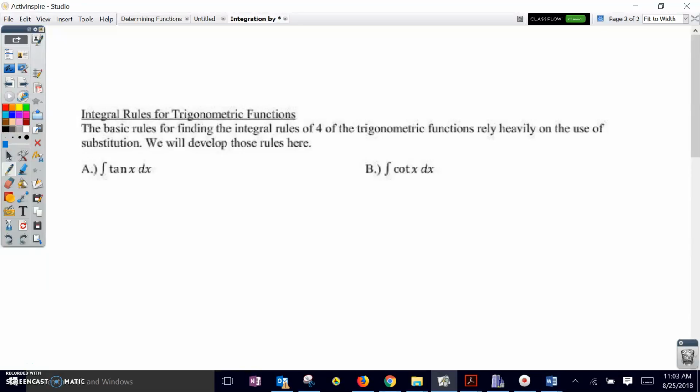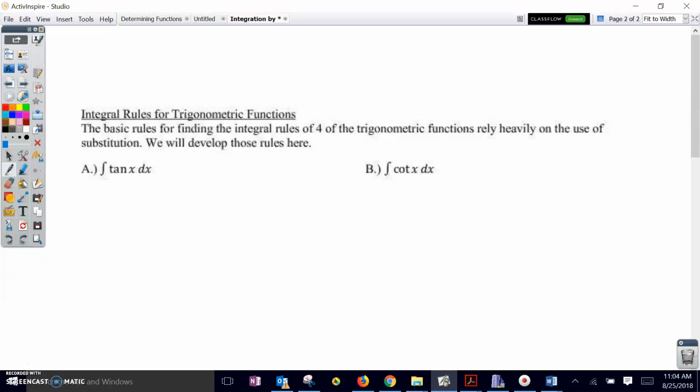Alright, now we're going to develop the integral rules for trigonometric functions since they rely heavily on the concept of substitution. You should already know the integral rules for sine of x and cosine of x. The integral of sine of x is the opposite of cosine of x, and the integral of cosine of x is sine of x. All the rest of the major trigonometric functions require us to use substitution in deriving their rules.